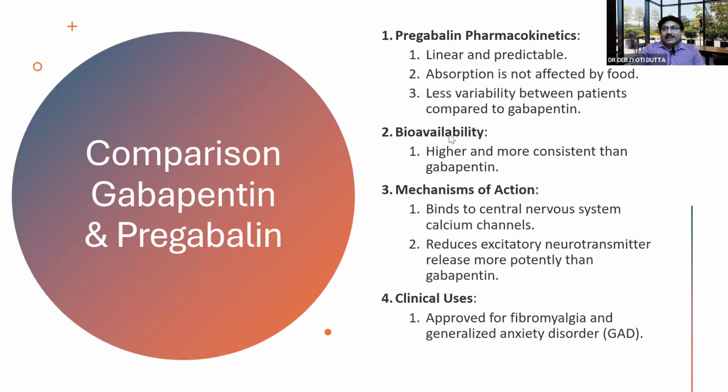Now, it has linear and predictable pharmacokinetics. Absorption is not affected by food. There is less variability between patients compared to gabapentin. So, that is the comparison between gabapentin and pregabalin. Bioavailability is higher. Mechanism: it binds with the central nervous system calcium channels and causes accelerated neurotransmitter release, more potent than gabapentin. Clinically, it is approved for fibromyalgia and generalized anxiety disorder. This is there for pregabalin but not for gabapentin.